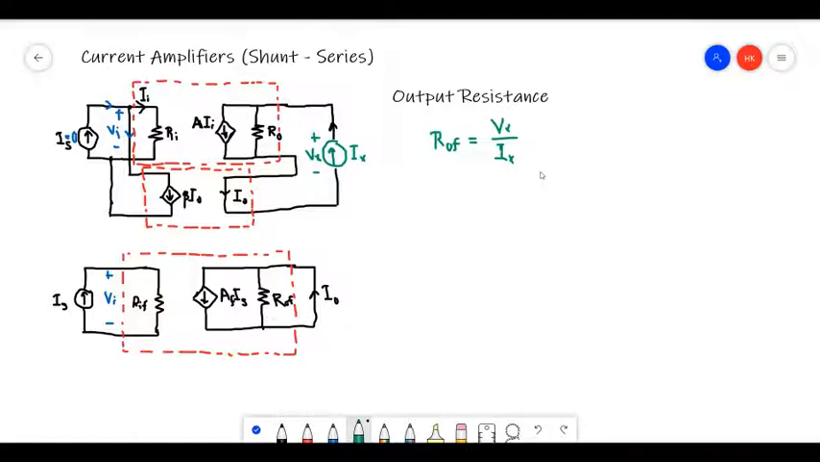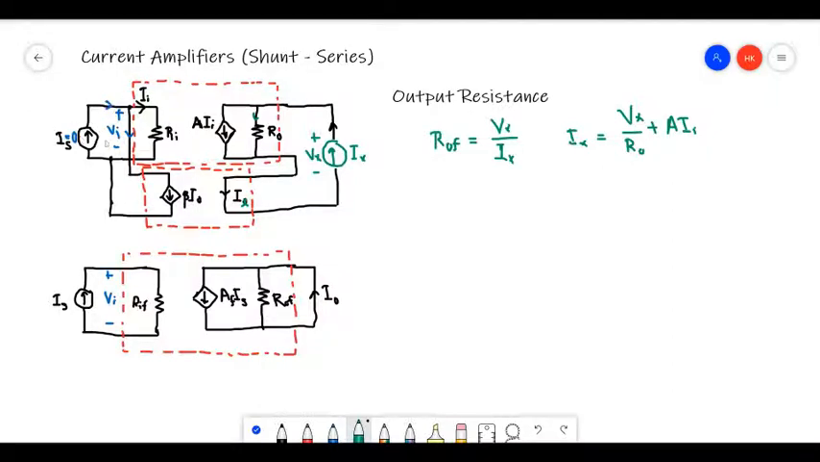So looking at this, this will be Ix, and I can write an expression for Ix. So Ix is actually going to be the current through this resistor and the current through this resistor. So current through this resistor will be Vx divided by R out, right? And current through the source is A times I, right? So what is I now?